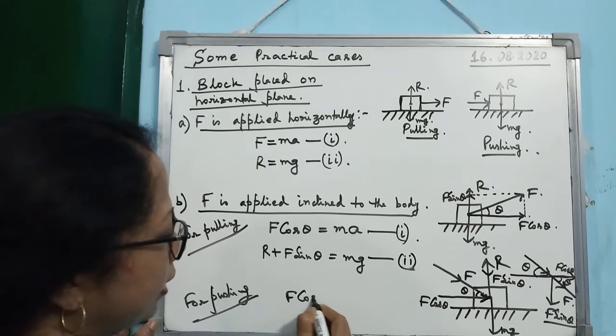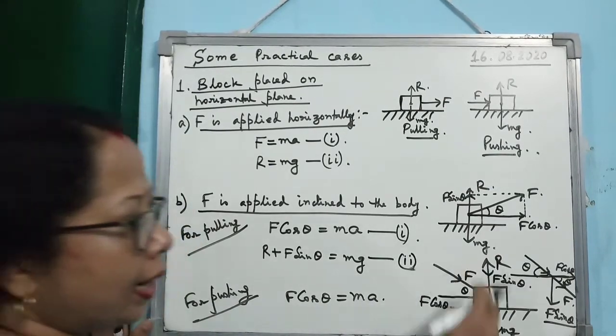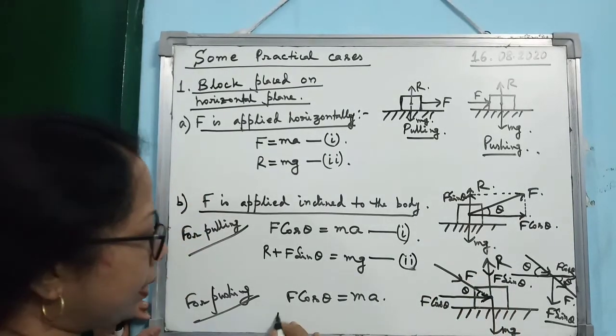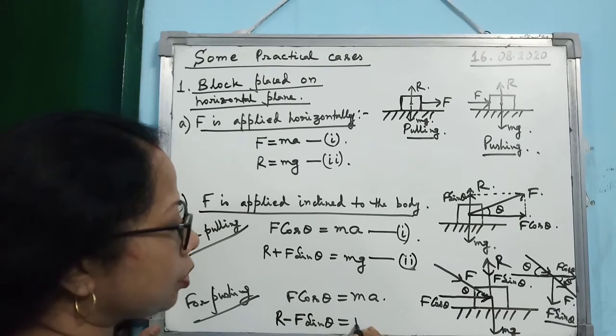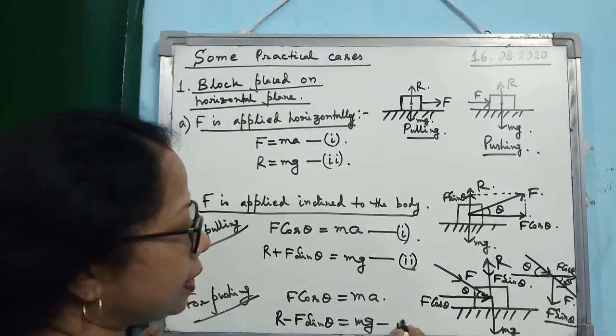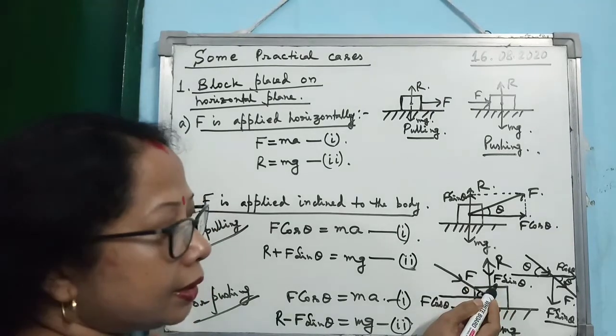Again you can write f cos theta is equal to m into a, alright. But remember that r minus f sin theta is equal to mg. This will be the second equation. Why have we taken r minus f sin theta?